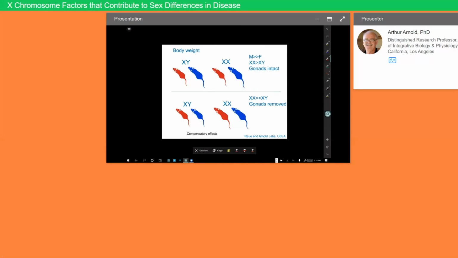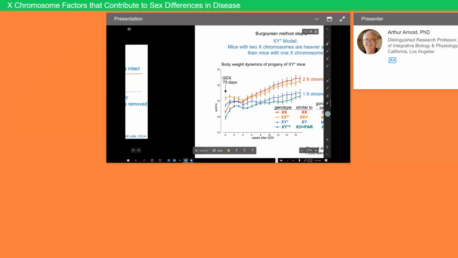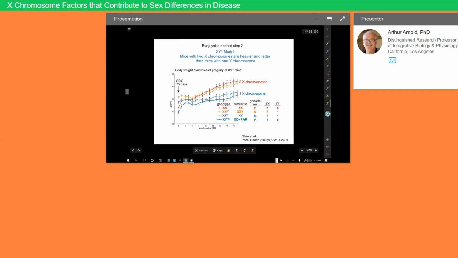Summary here is that with the gonads intact, animals with testes, called males, are larger. So the 2 blue animals are larger than the 2 red animals, the red animals being the animals with ovaries. But in addition to that, the XX animals are slightly larger than XY. If you take out the gonads, then the two XX animals become much larger and fatter than the animals that are XY. So then we use a second model, which was discovered by Eva Eicher at the Jackson Laboratories.